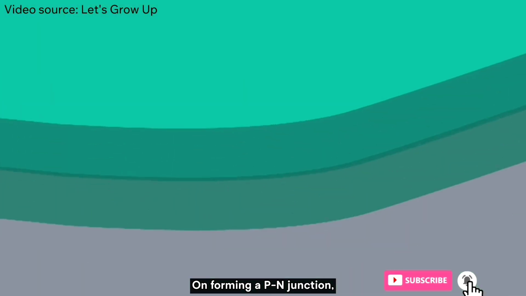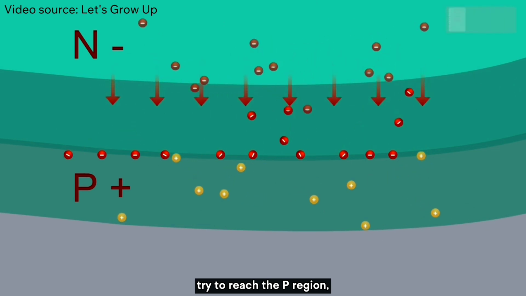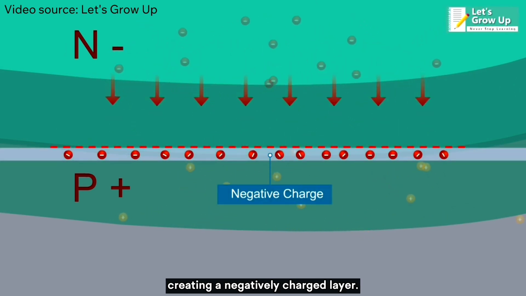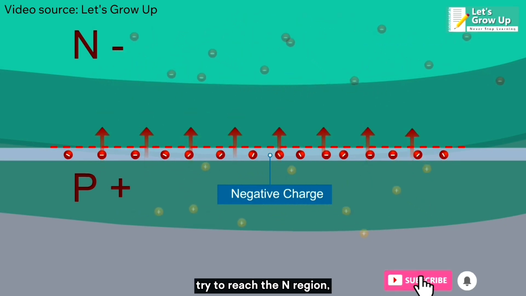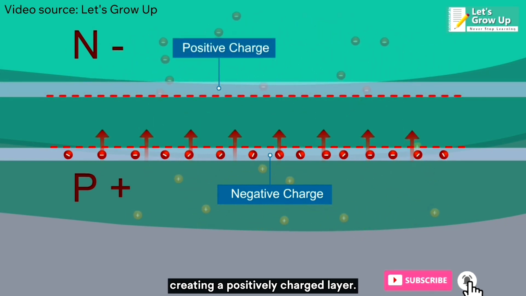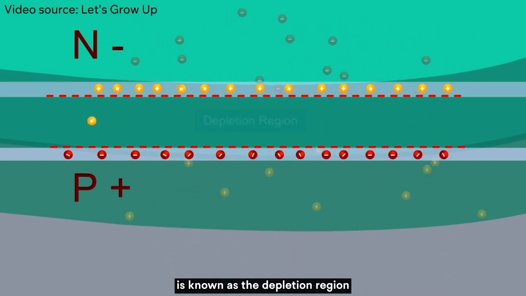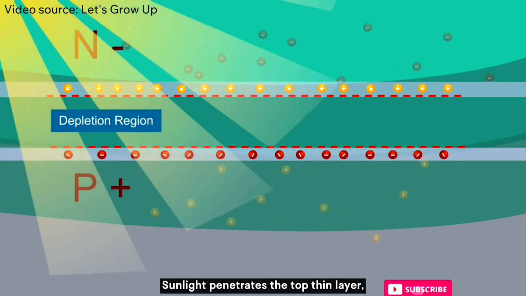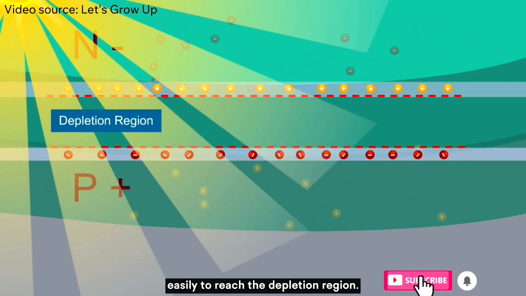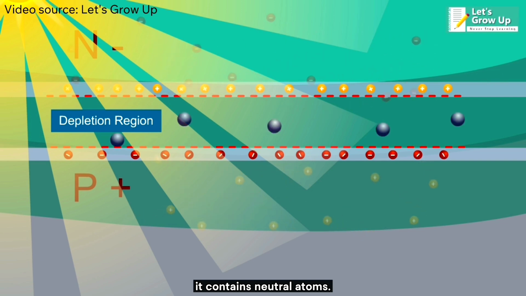On forming a p-n junction, the electrons of the N-type material try to reach the p region, creating a negatively charged layer. Similarly, the holes of the p-type material try to reach the N region, creating a positively charged layer. This region between the 2 layers is known as the depletion region of the semiconductor. Sunlight penetrates the top thin layer easily to reach the depletion region. Due to the deficiency of charge in the depletion region, it contains neutral atoms.